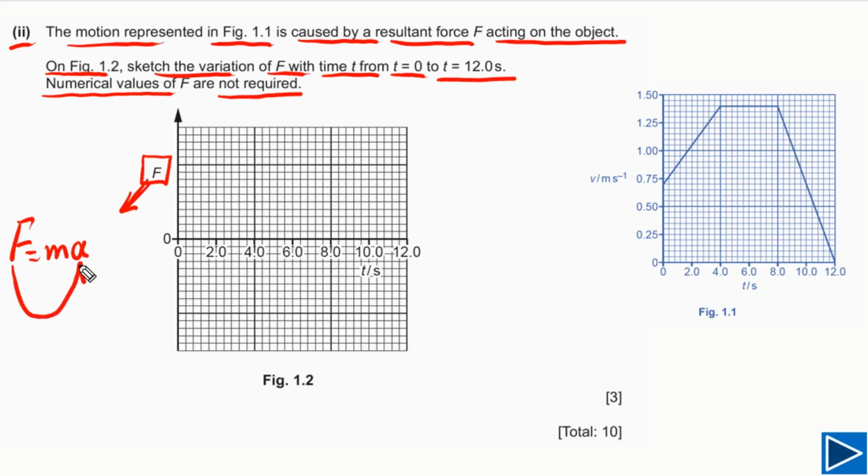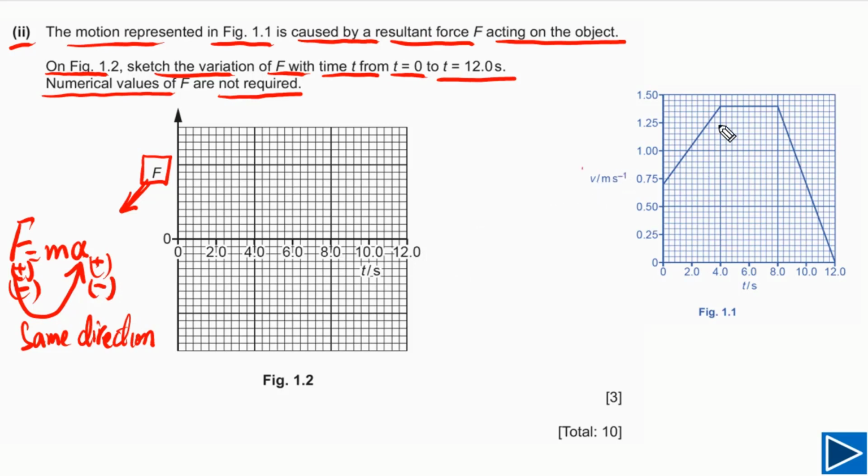Resultant force and acceleration always have the same direction. So these are two quantities in physics that always have the same direction. This is very important. Same direction means that when the resultant force is positive, meaning it is acting in the positive direction, acceleration will be positive. When the direction of resultant force is negative, acceleration also will be negative. This is what we need to understand.